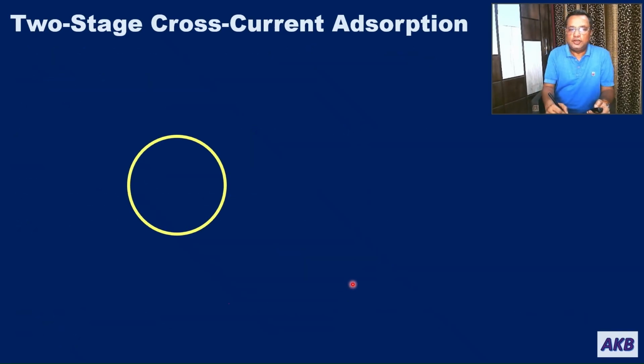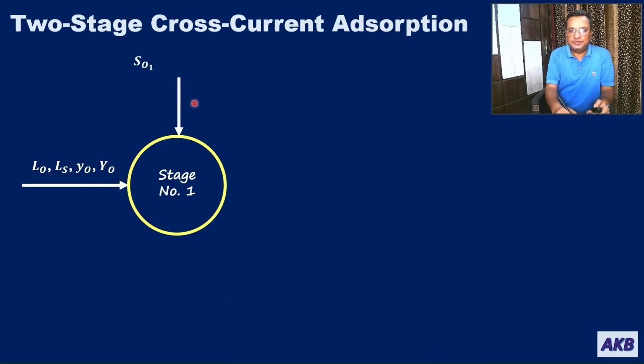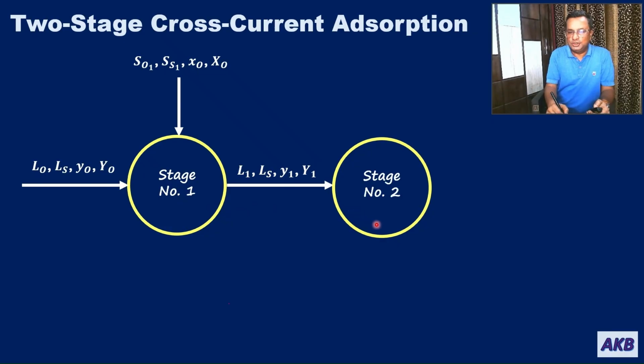First, let us understand the operation with the help of a simple schematic diagram. This is stage number 1. The feed solution is admitted to stage number 1. I will shortly talk about the notations that I have used. The feed solution is contacted with the adsorbent phase. The adsorbent phase contains some solute in it, since it is a recovered adsorbent phase. Then the liquid solution coming out of stage number 1 is sent to stage number 2. The adsorbent phase coming out of stage number 1 is removed from the stage.